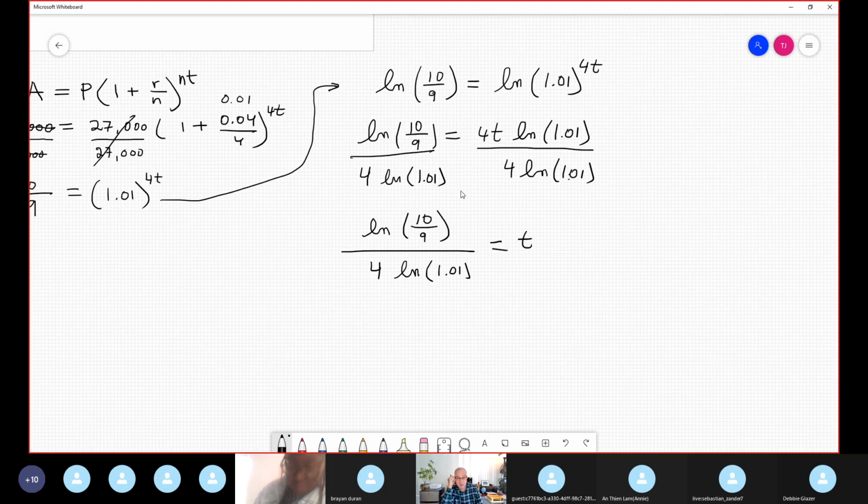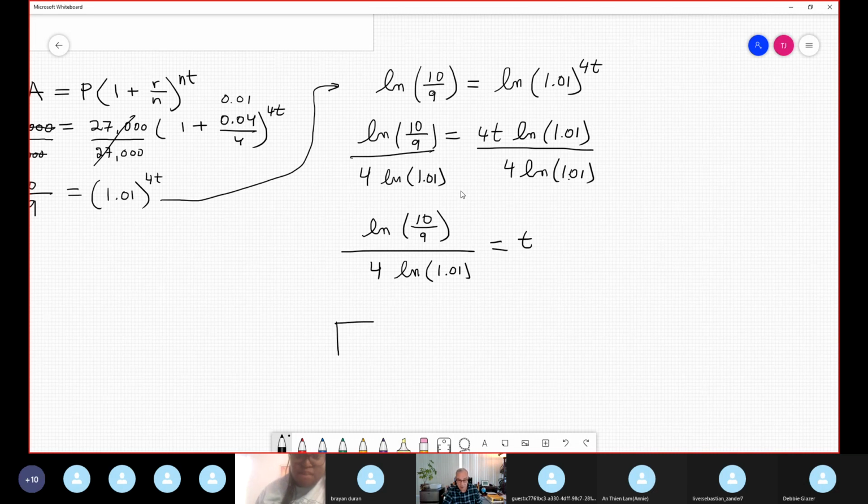This is the exact answer, but it's completely useless because I need 2 years, 3 years, 4 years. So we compute the approximation. What is the reason that we need the calculator? We need the calculator because sometimes in real life we need no exact answer, that's horrible. We need the approximate answer, right?